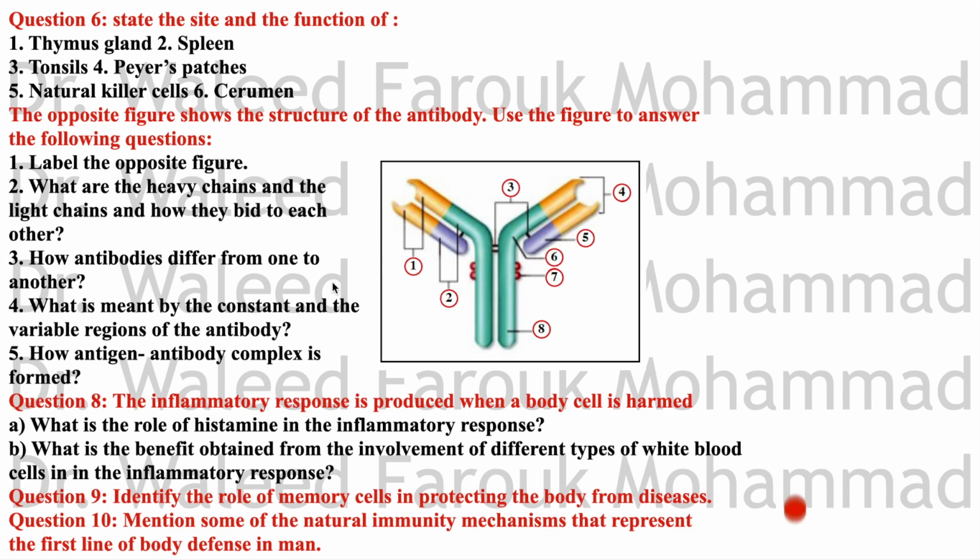Question 6, state the site and the function of the thymus gland. The thymus gland secretes thymosin hormone that stimulates maturity of lymphoid stem cells to T cells, and it's situated in the chest, anterior to the trachea.